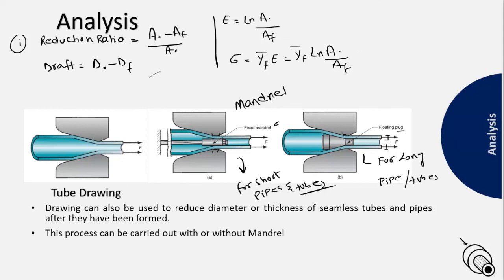So in the next lecture we will be starting chapter number 20, that is the second type of metal forming process, that is sheet metal processing.